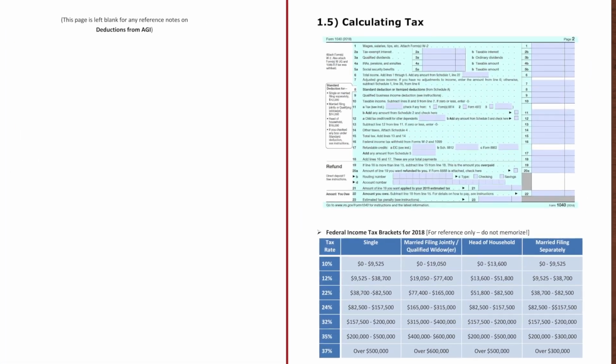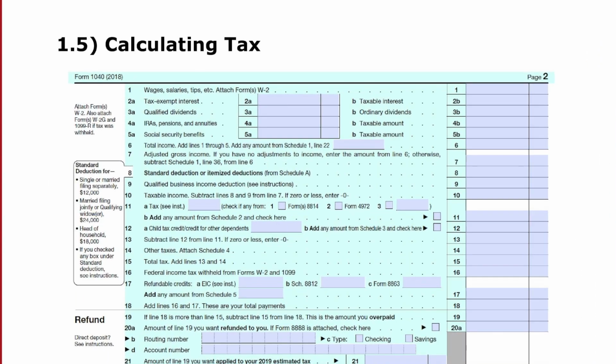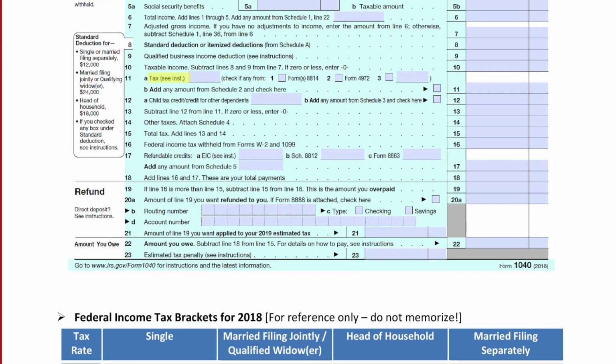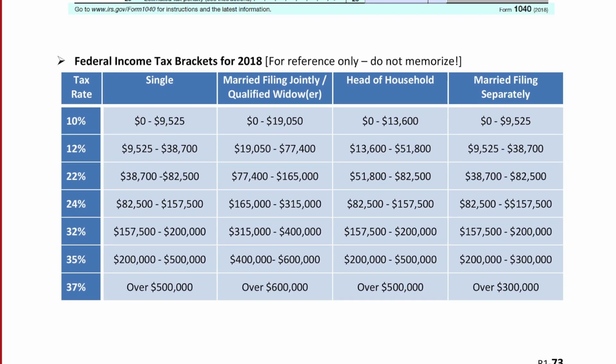On page 73, we are looking at the section on calculating tax. Look at line number 11. 11A is highlight tax. Look at the federal income tax brackets here. Of course, these are for reference only. Do not try to memorize all these numbers. Now, if you look at the tax rates, the highest tax rate is circle 37%.